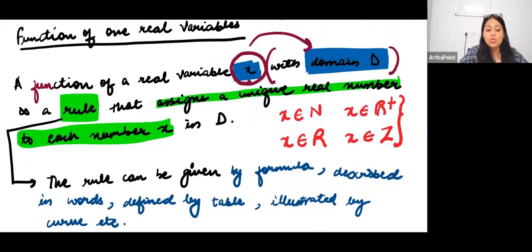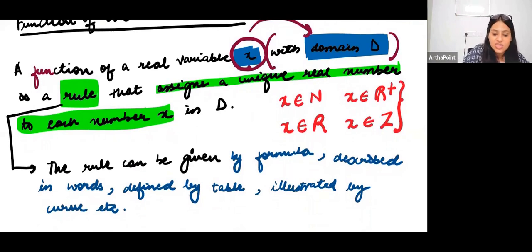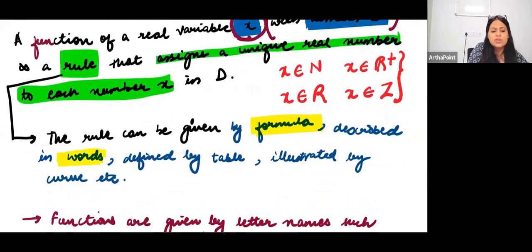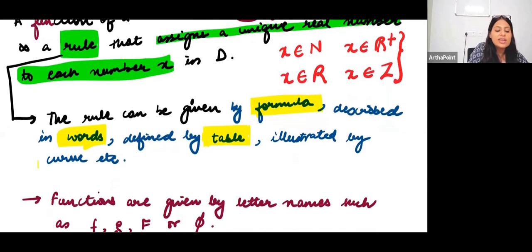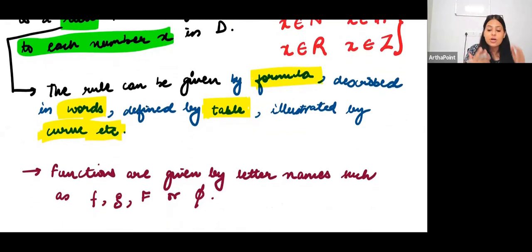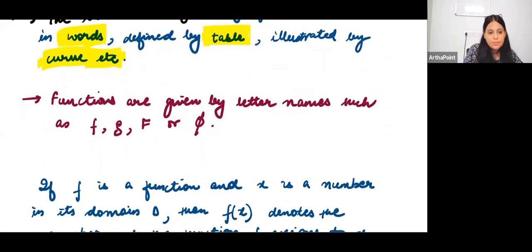Now, this rule can be given by a formula, as I just said. Either you can represent it mathematically, or you can just say it in words, like the Laffer curve in words, like the law of demand in words, or you can define it by a table, like we just made a demand schedule, or you can illustrate it by a curve, like the Laffer curve. So you can define a function in any of these ways: in a formula, in words, in a table, in a curve, etc.